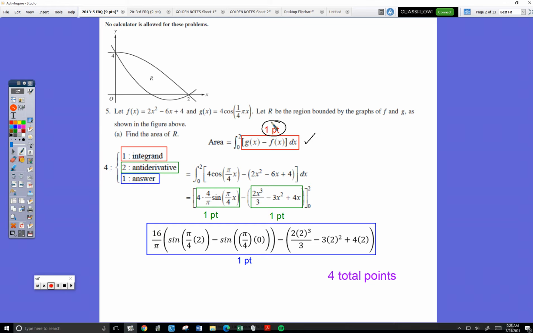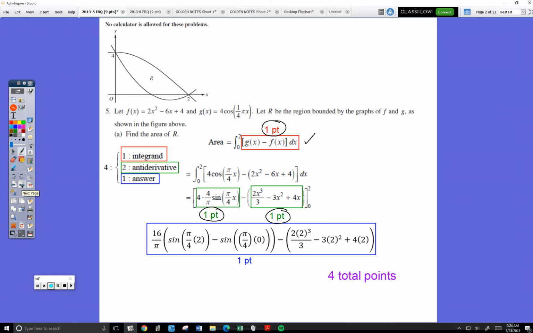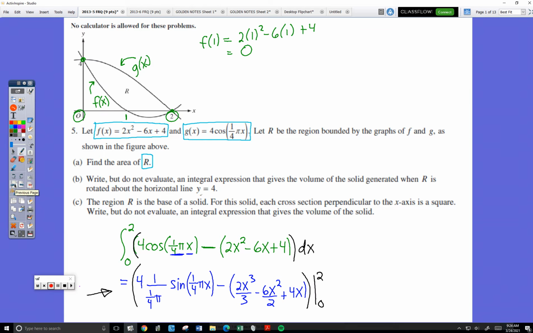Then I correctly found the two antiderivatives. They've simplified theirs. You don't have to simplify it. You can leave it exactly as I wrote it here. That's worth 2 more points, total of 3 so far. The very last point comes from simply taking this and plugging in 2 and plugging in 0. So you don't want to really spend any time, don't want to do any thinking right now. Well, that sounds like heresy to say don't think, but you really don't. You just want to plug in.